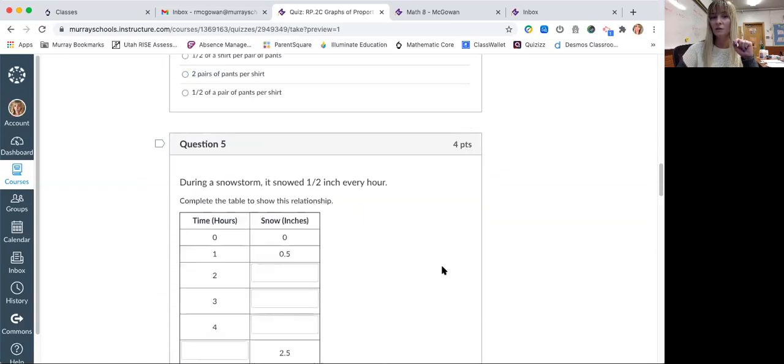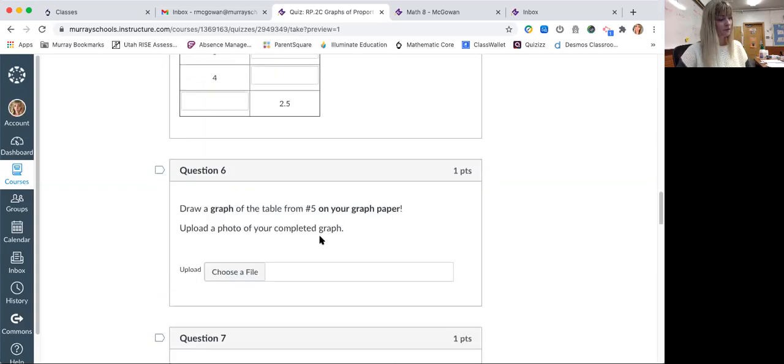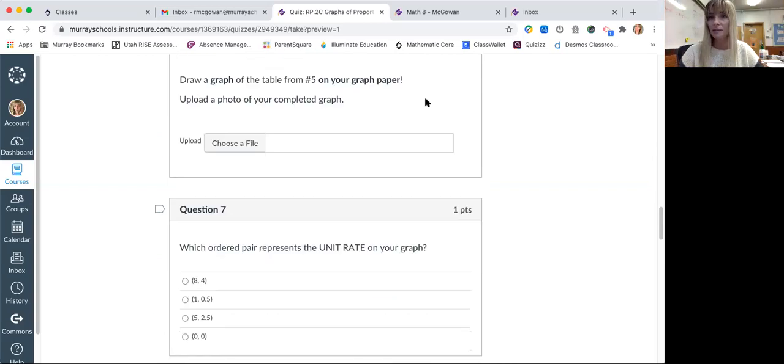New situation, you fill in the table, make a graph on your paper, and then show me a picture for number 6, and then answer a couple questions. If you have any questions at all, please, of course, ask me.